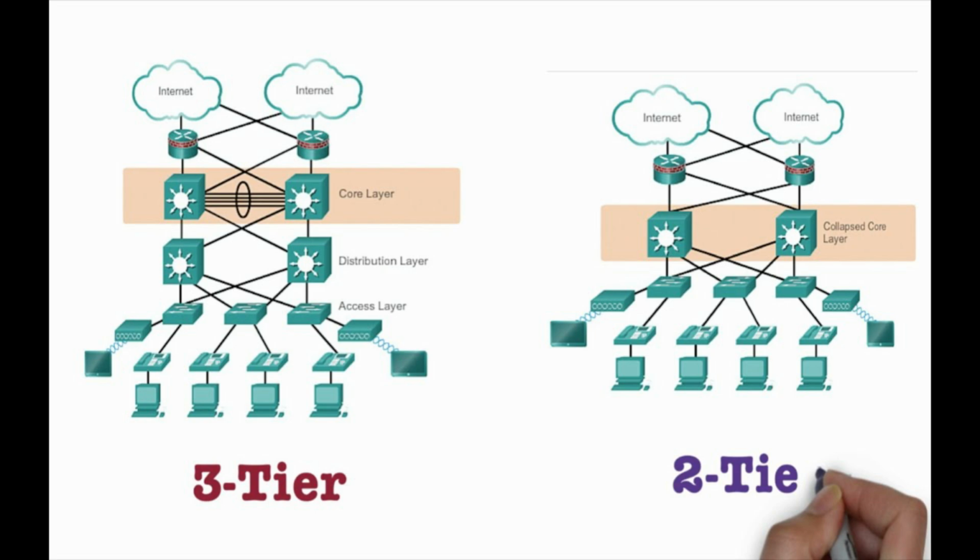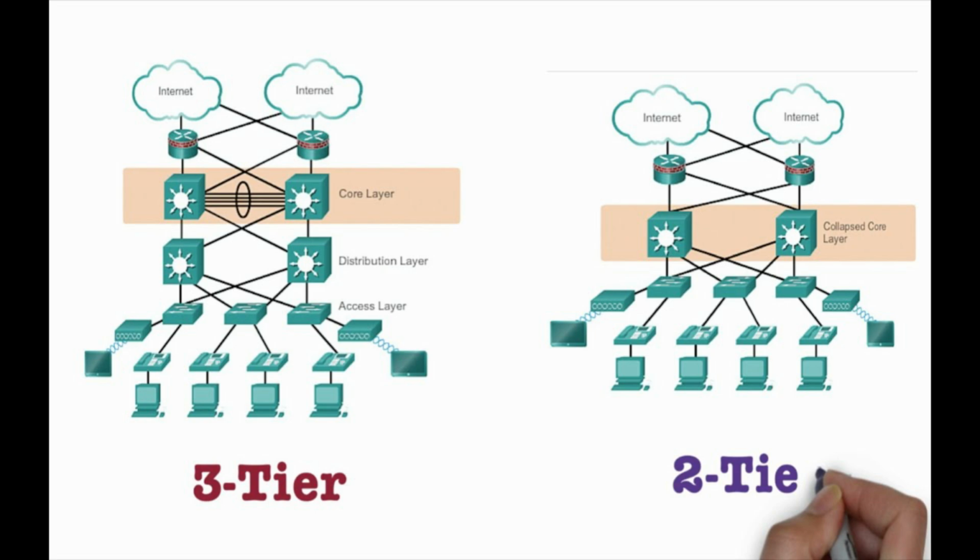Today's topic is networking tutorials. The main topic today is networking topology architecture. What is networking topology architecture? The two-tier networking topology is a flat architecture with a collapsed core design.